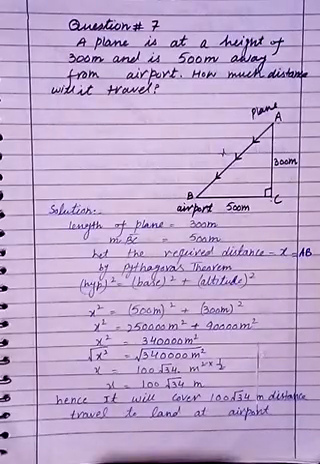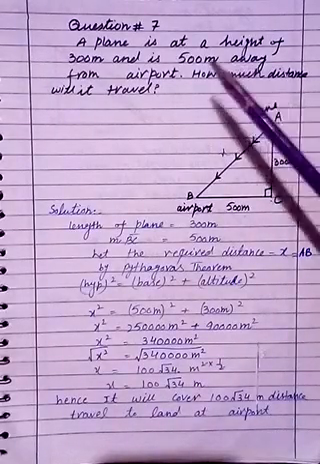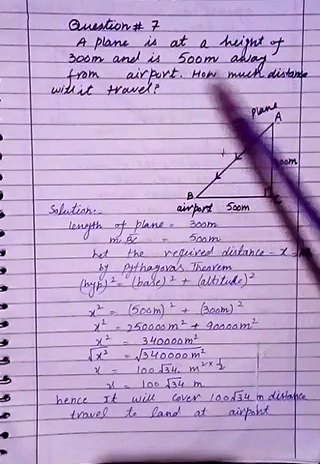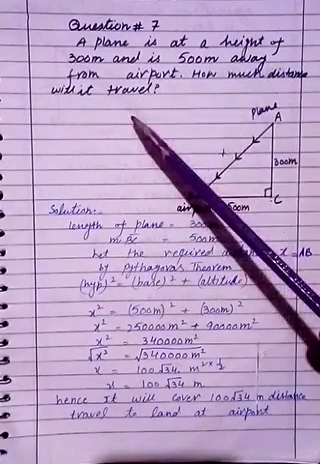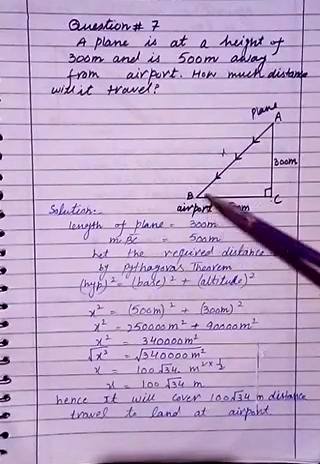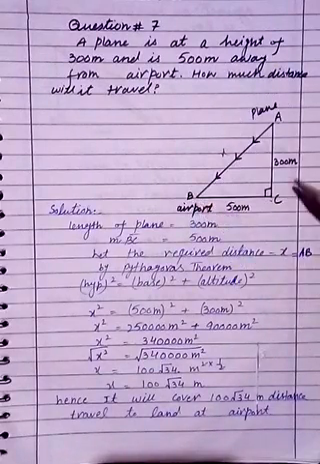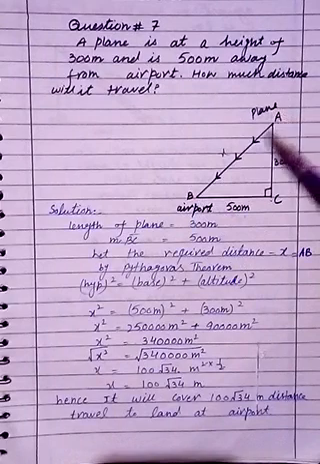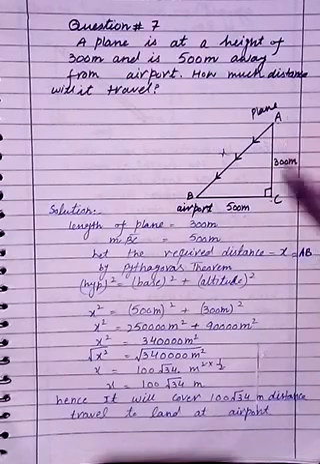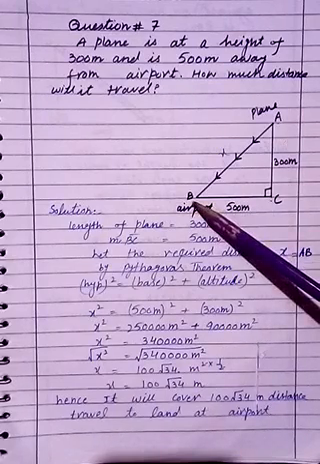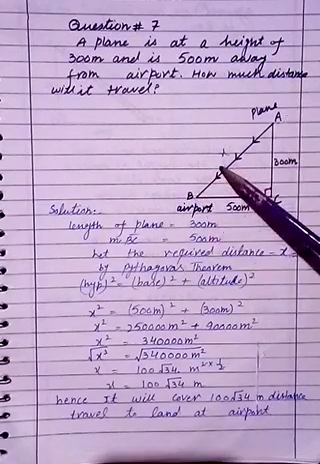Now let's see question number 7. A plane is at a height of 300 meter, and is 500 meter away from the airport. How much distance will it travel? Now this is the base, this is the airport. Now this is the plane. The plane is going to land on the airport. So it will make a height with the base. A and C is the height, B and C is the base, and AB is the hypotenuse.